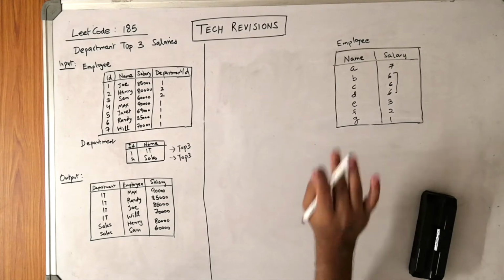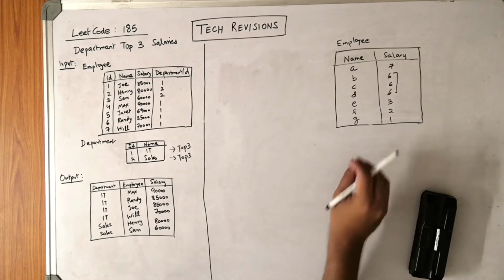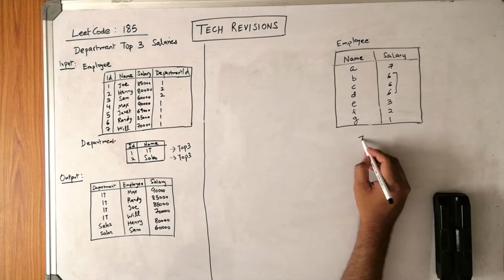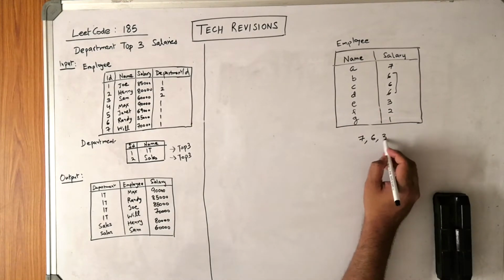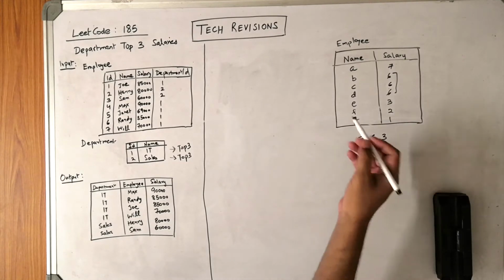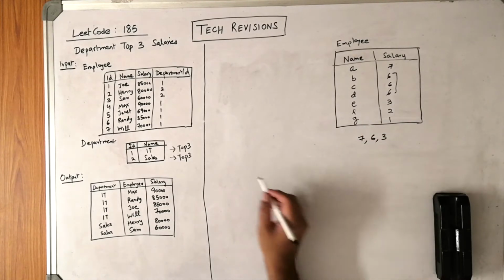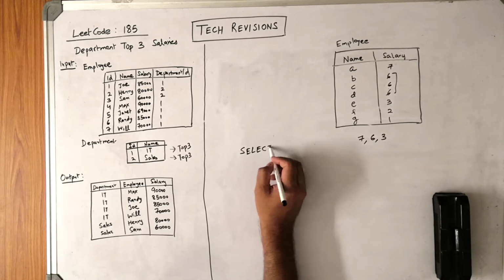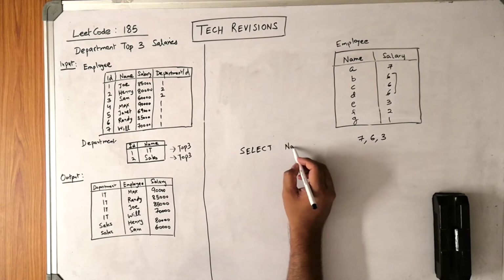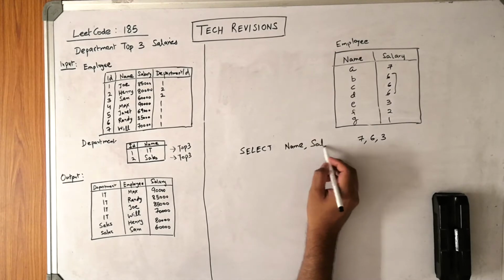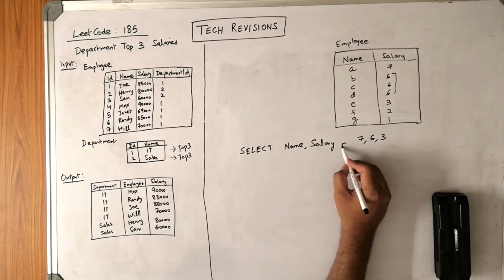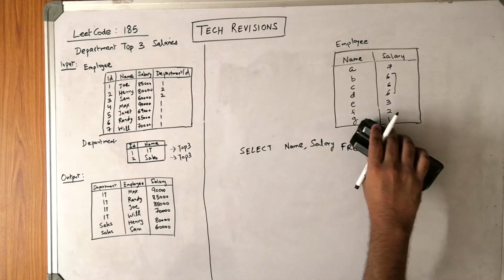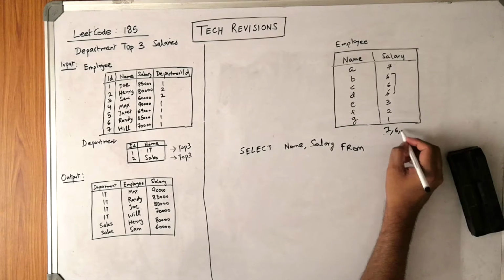Now let's try and find all the employees who are earning the top 3 salaries in this table. So what are the top 3 salaries? The top 3 salaries are going to be 7, 6, and 3. These are the top 3 salaries, right? And if we want to get all the employees who are earning these top 3 salaries, we would like to do a select, I can say name and salary. The top 3 salaries are 7, 6, and 3.